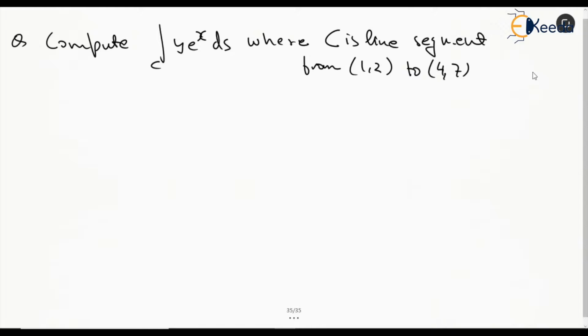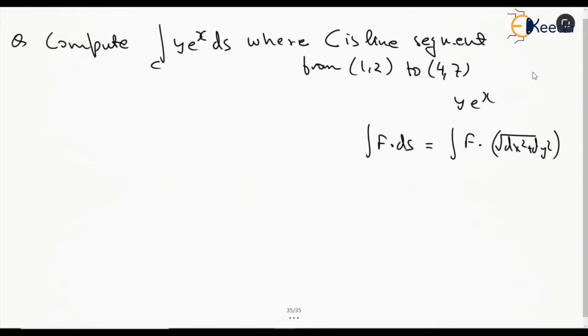So first of all we need to understand that this is a scalar function. This function is y e to the power of x, and for a scalar function the line integral of f ds is given as the integration of f into under root of dx square plus dy square. So we'll see what can we do in this case.